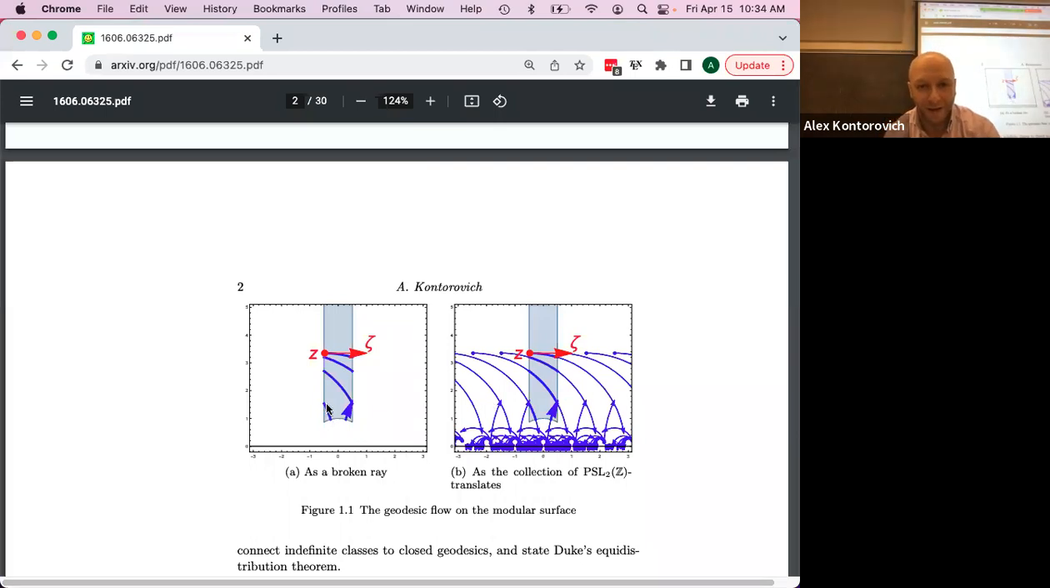Let's see if I'm right about that. So it comes in on this angle and it comes out on that angle. It definitely looks like that, but how do you work this out? Yeah, how do you work it out? That's what we were wondering.